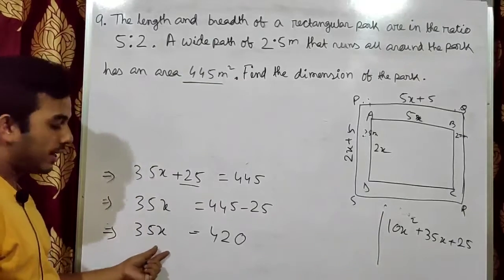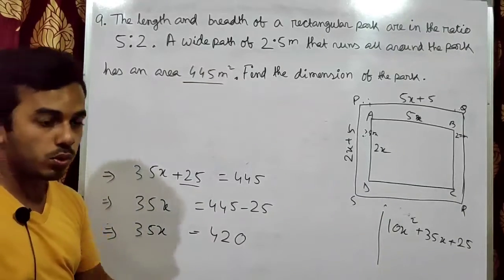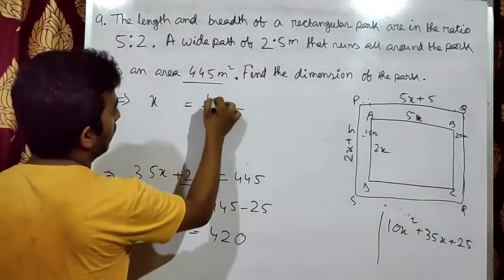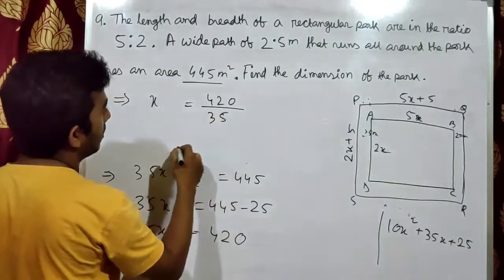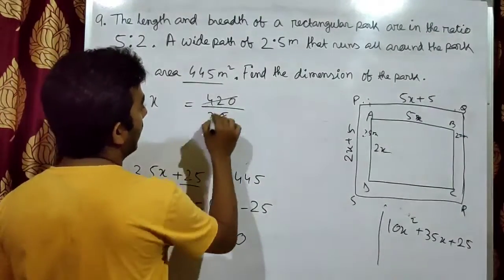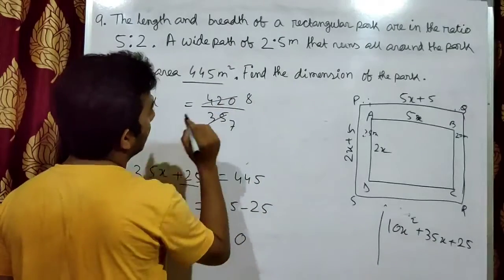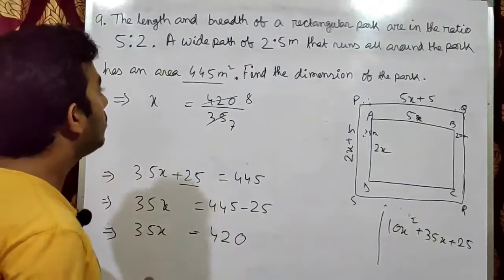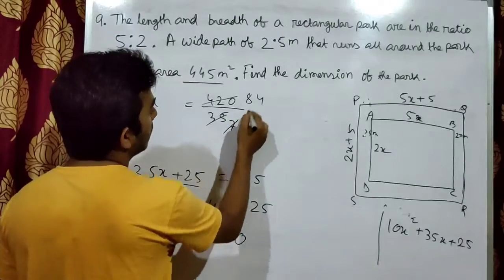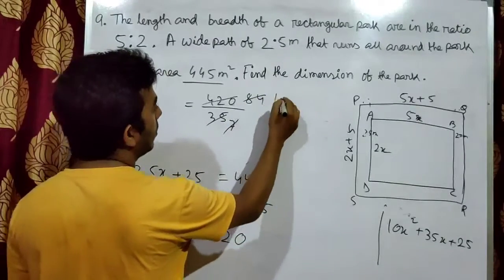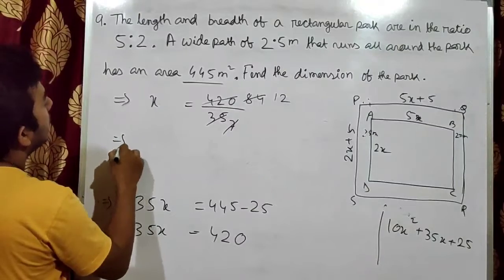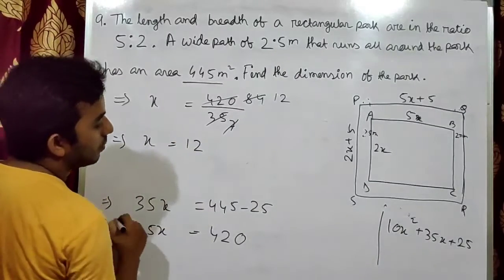Now as 35 is multiplied with x, when you change the side it will divide. So x equals 420 divided by 35. Let us cancel with 5. 5 into 8 is 40, then 2 left, 20. Then 7 into 1, 7, 1 left, 14, 7 into 2, 14. That means the value of x is what? x is 12 meter, right?